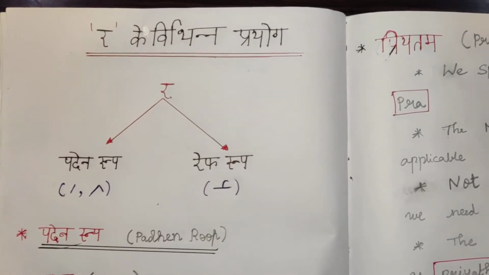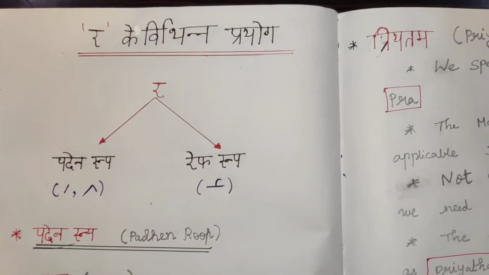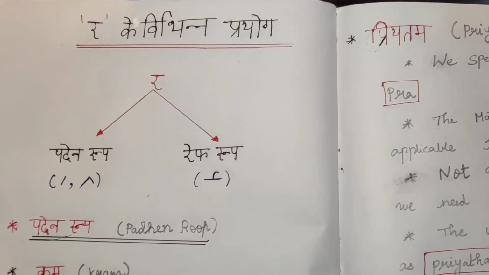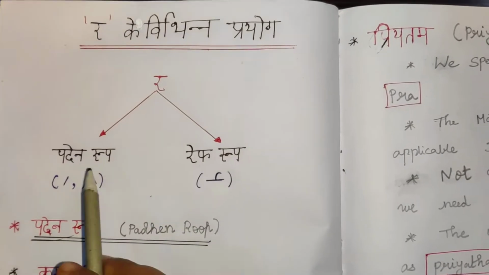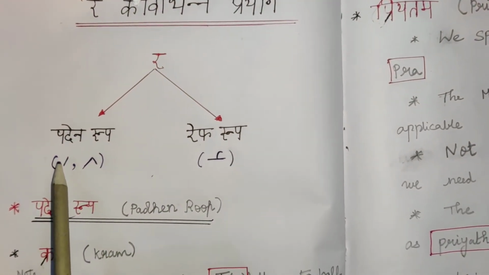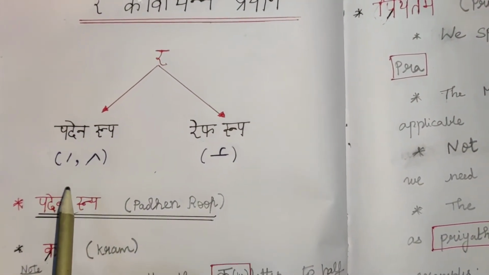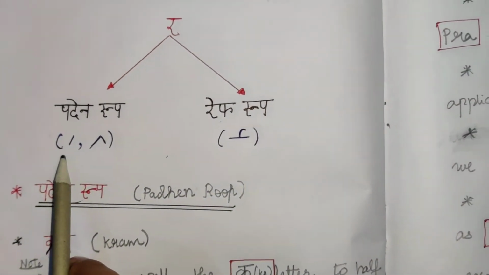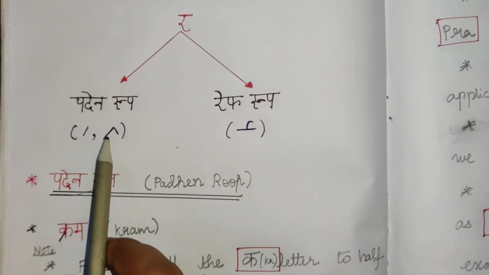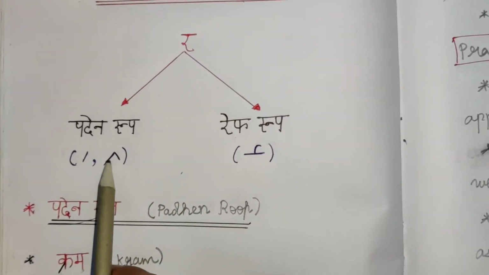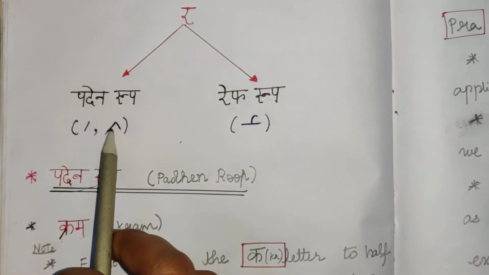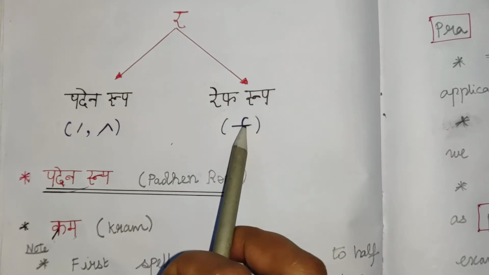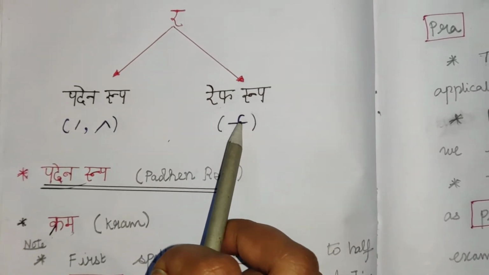Hi friends, in today's session I'll be teaching you how to use Ra. So, Ra ke prayog. We have two types of Ra: one is Paden Roop and another one is Ref Roop. Paden Roop has two forms. One is like a slanting line, like an inverted greater-than symbol, and the other one, on the Shiroreka, has a curve.